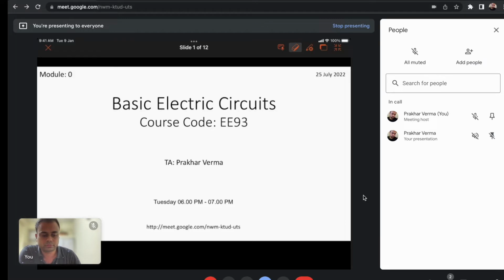So coming to the structure of the course, in today's class we'll be mainly dealing with simple basic electric problems related to circuit theory. During this session you can type your questions, any doubts, I'll be answering them. Besides that, I will also be solving some basic electrical circuit related questions.